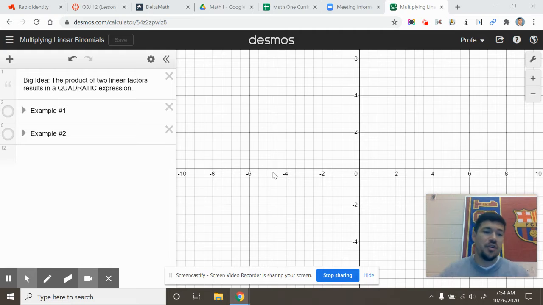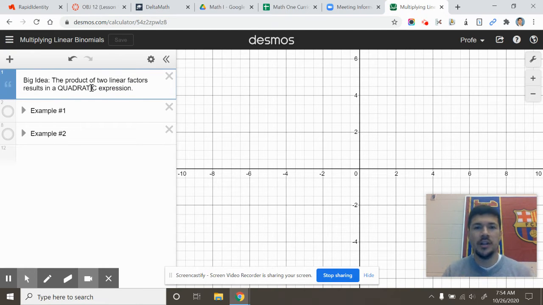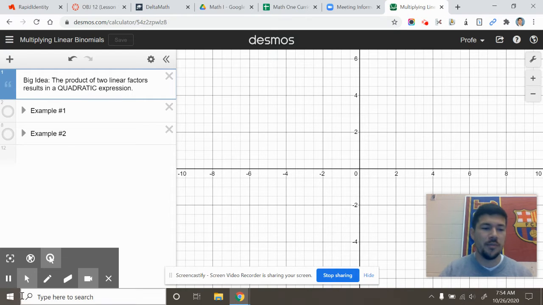Let's see what happens when we multiply these binomials. The big idea here is that when you multiply two binomials, what's going to result is a quadratic. So a good thing to keep in mind is that linear times linear equals quadratic. If you take two linear functions and multiply them, the result should be a quadratic function. Let's try it out.